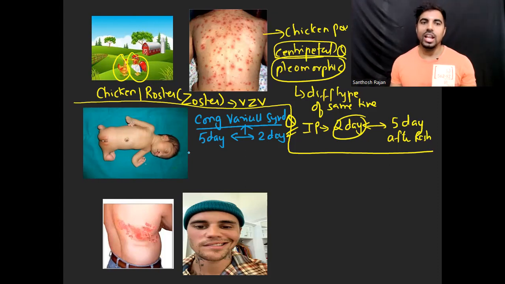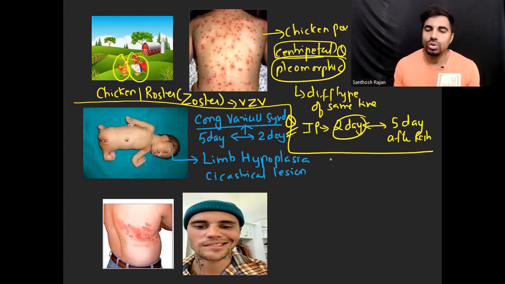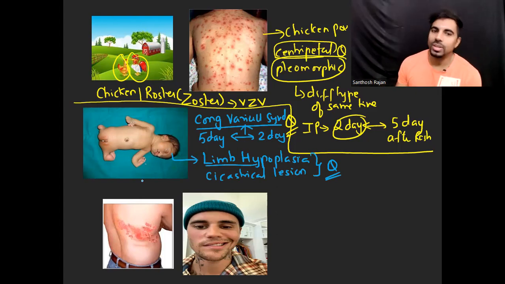The child can have limb hypoplasia. Also there is some lesion called cicatricial lesion, a scar lesion on the skin. Both of these have been asked many times in PG from a pediatric point of view, so you have to know. Limb hypoplasia occurs in congenital chickenpox. Okay. Remember, that's important.